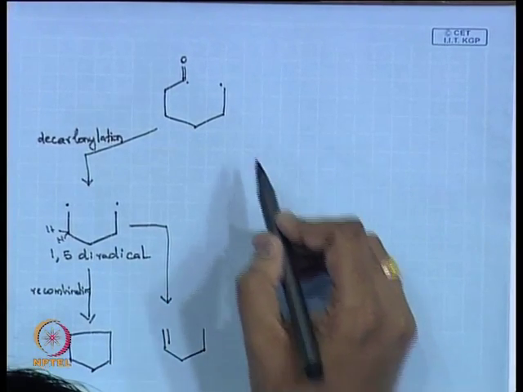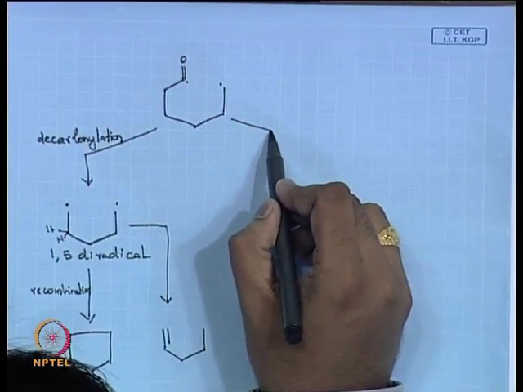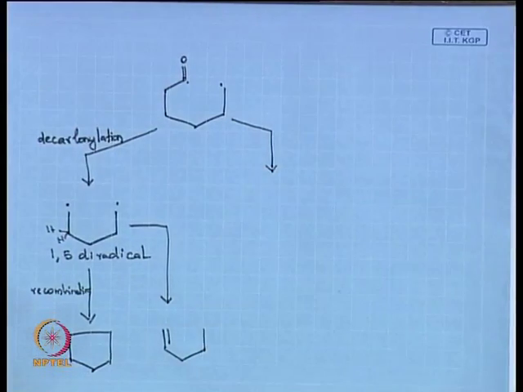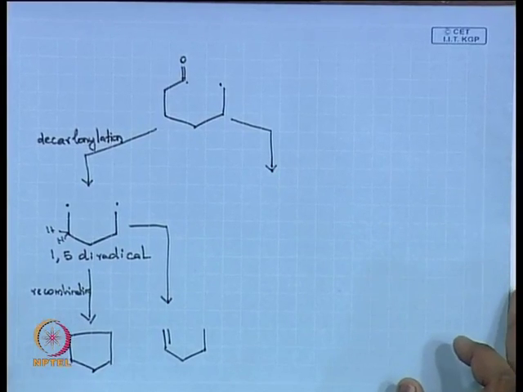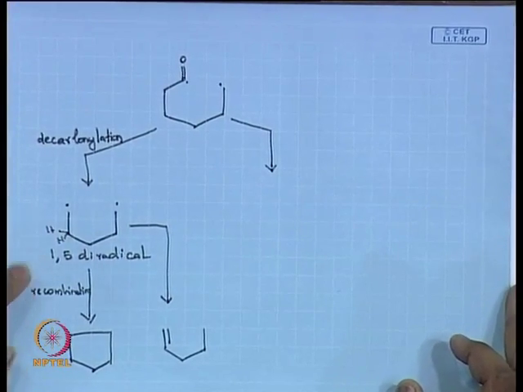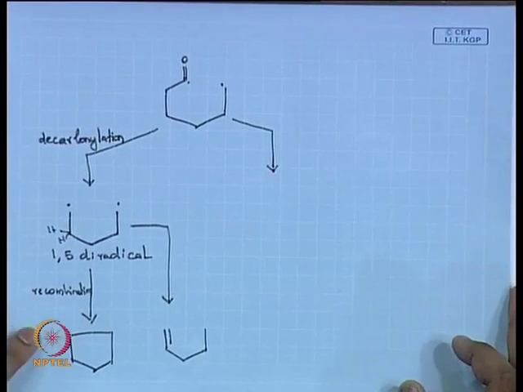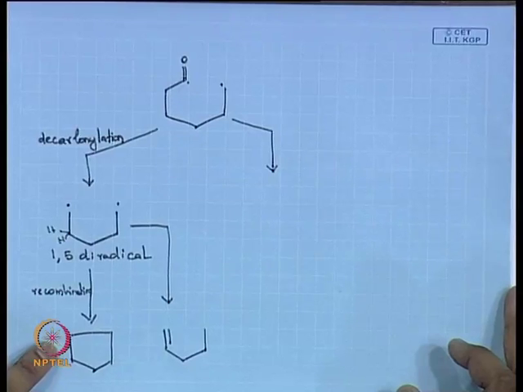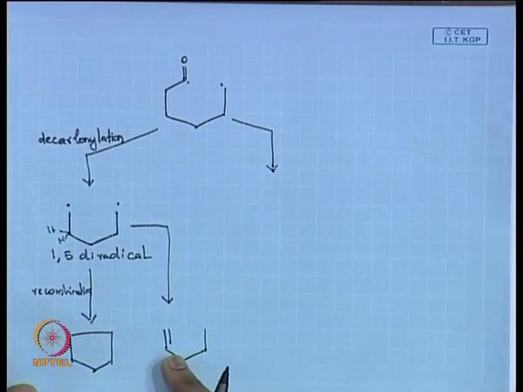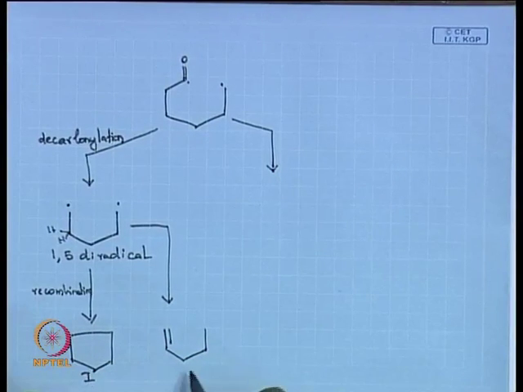So, next we will see what is the other process we have studied in the secondary. One, we have studied alpha cleavage reaction, another we have studied decarbonylation, to give me a 1,5 diradical, and then we studied that the 1,5 diradical can recombine or it can abstract a hydrogen to give me an alkene. That is what we studied, right. So, I got product 1 and product 2.